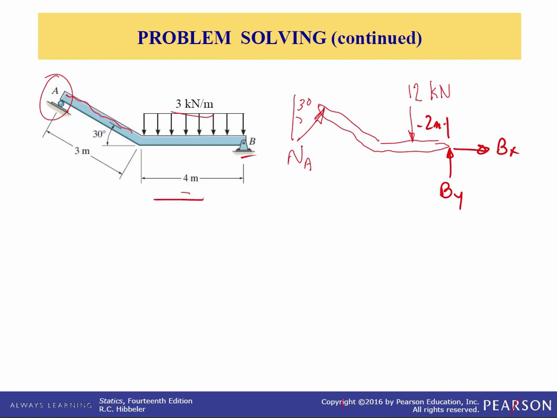So let's look at this problem and see which is the best way to proceed from here. We have 3 unknowns, N sub A, B sub x, B sub y. If I sum moments about B, that'll get rid of those 2 unknowns, B sub x and B sub y. I'd be left with 1 unknown, and we can solve directly for N sub A. So let's sum moments about B.